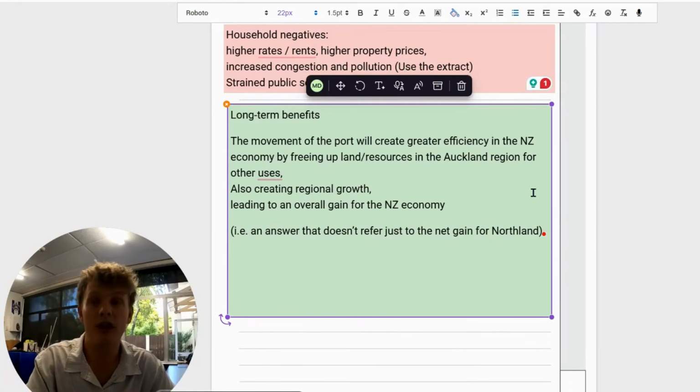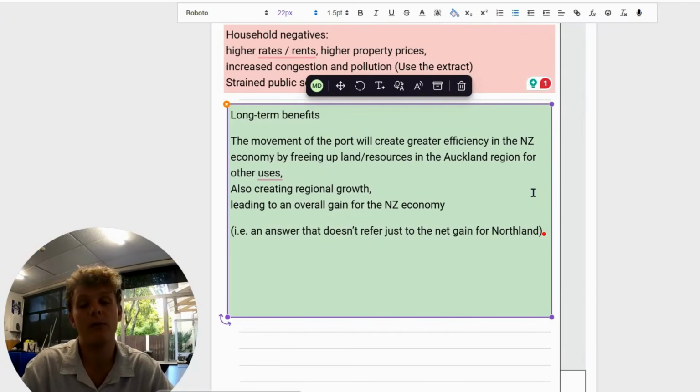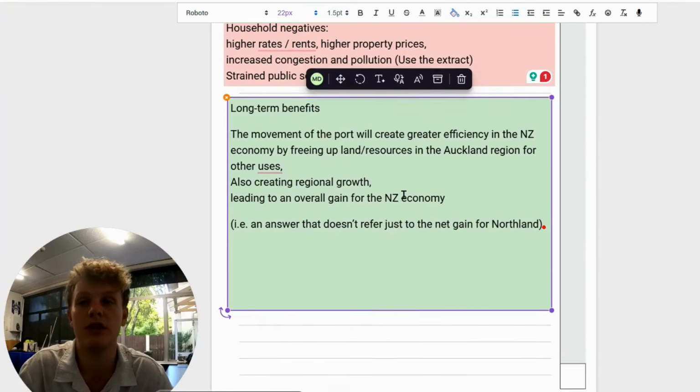Things that were on the land are still used. The port is still used somewhere else. And it creates regional growth, so taking some of the growth out of those high regions into those lower regions. And then in our answer, we want to not refer to just Northland. We want to talk about how the whole of New Zealand benefits from increases in real GDP.